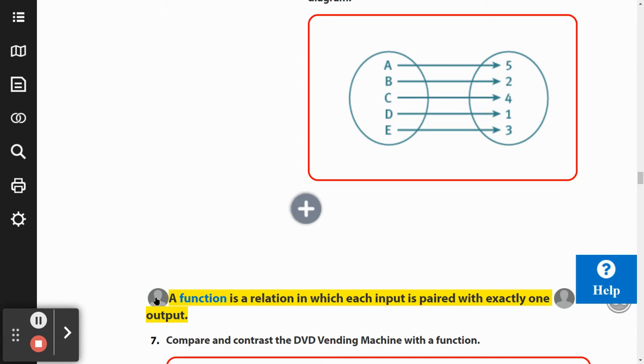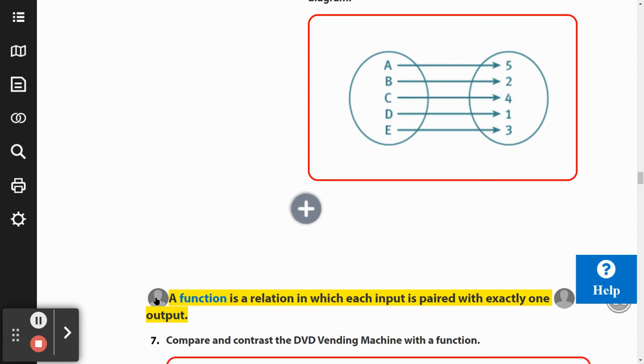So let's take a look at number 7. Number 7 says compare and contrast the DVD vending machine with a function. So basically, is the DVD vending machine a function? Think about it for about 5 seconds and then raise your hand.